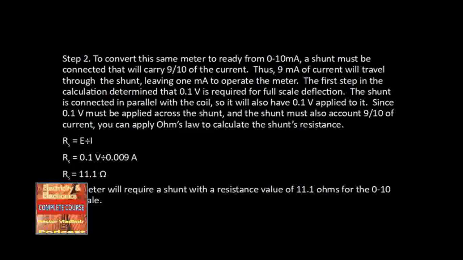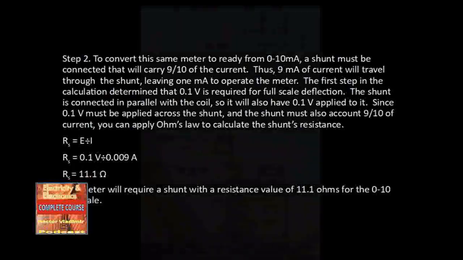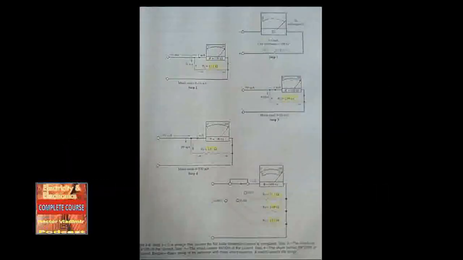Where did the 0.1 volts come from? It is established that 0.1 volts must go through the shunt for full deflection. That's what we have as the voltage. The meter will require a shunt with a resistance value of 11.1 ohms for that example, for the 0 to 10 milliamp scale. Figure 2-6 shows steps for the voltage for full-scale deflection of the ammeter.